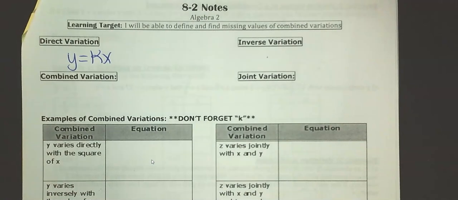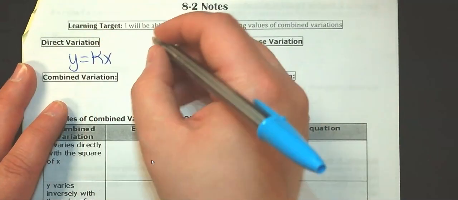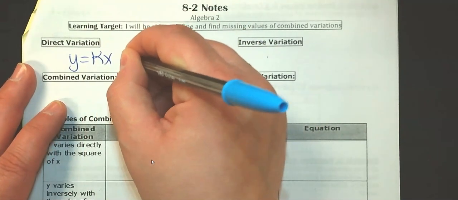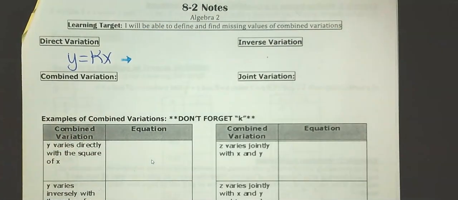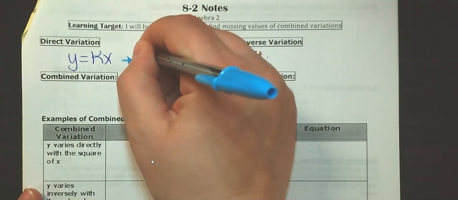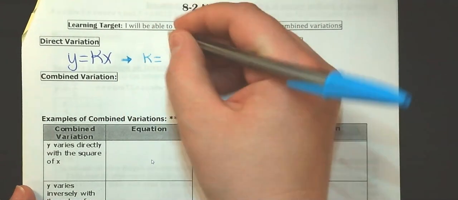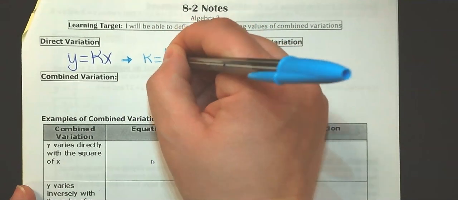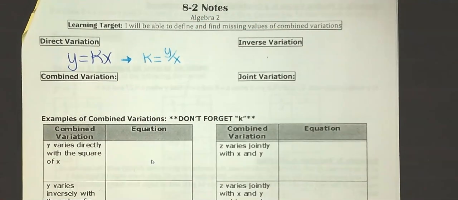And then just as a piggyback on this, I'm just transforming this equation a little bit. If you needed to find the k value, what you would do to that equation is divide both sides by x. So just transforming this a little bit, the k value, or your constant of variation, is just y divided by x if you need to figure that out.